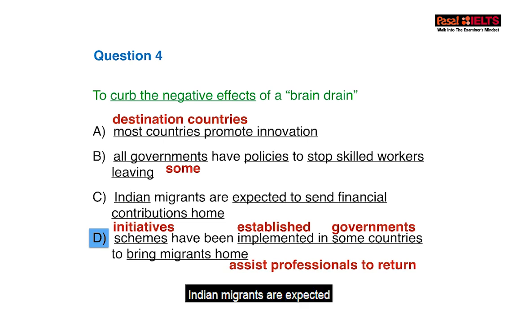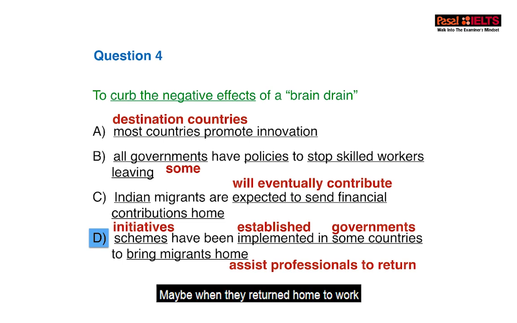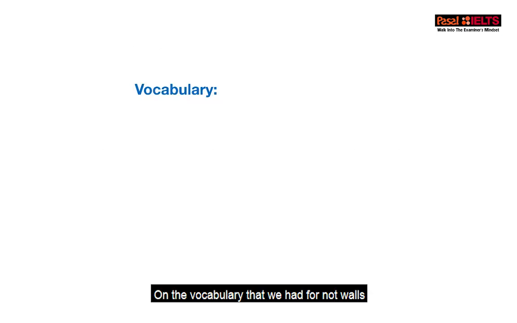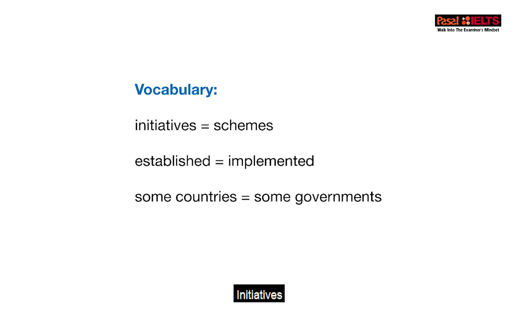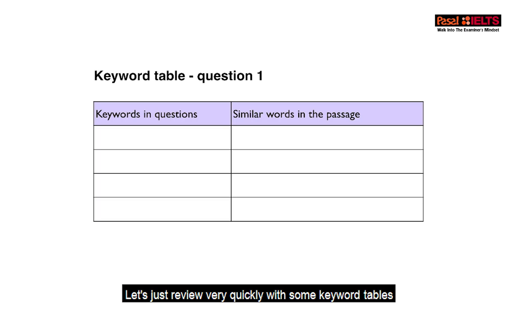And C, Indian migrants are expected to send financial contributions home. It doesn't say they send any money home, it just says they are expected to eventually contribute to the country. So one day they will give something back, maybe when they return home to work. So D was definitely the right answer there, and the vocabulary that we had from that was initiatives, meaning schemes, established, meaning implemented, and some countries the same in this case as some governments. That's the exercise finished. Let's just review very quickly with some keyword tables.